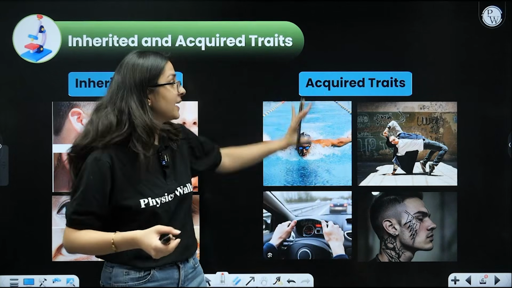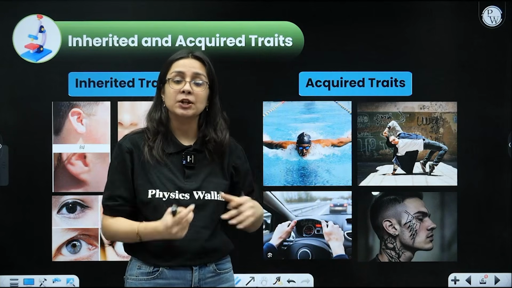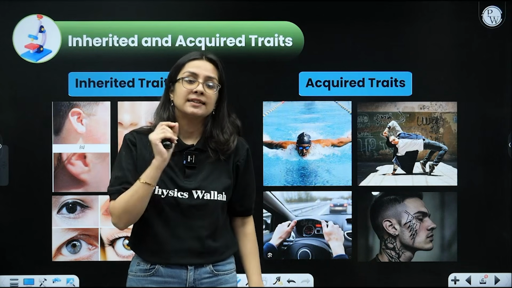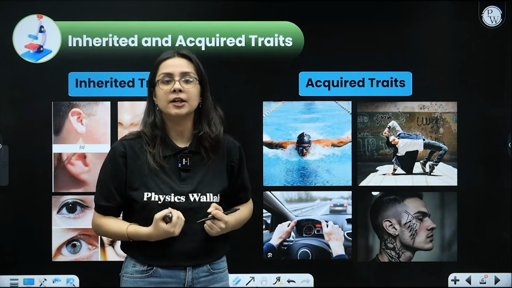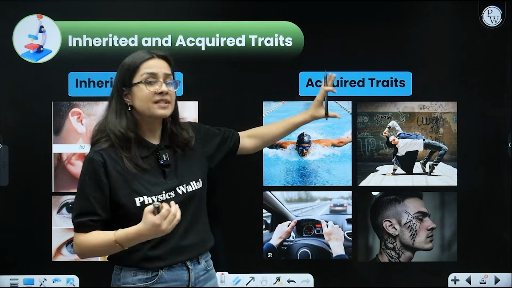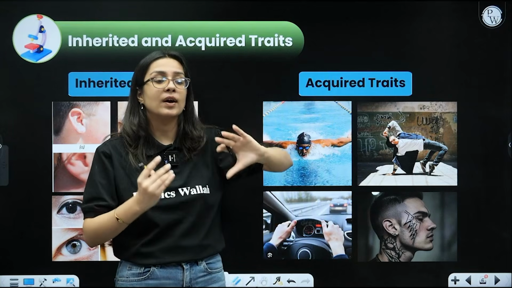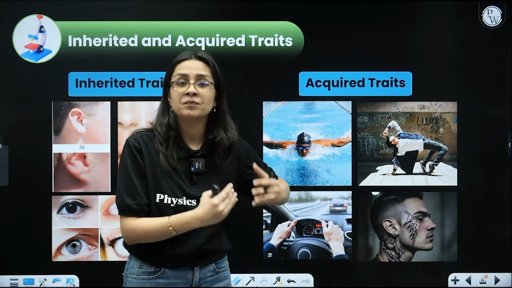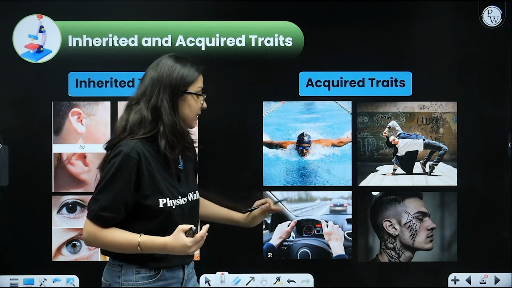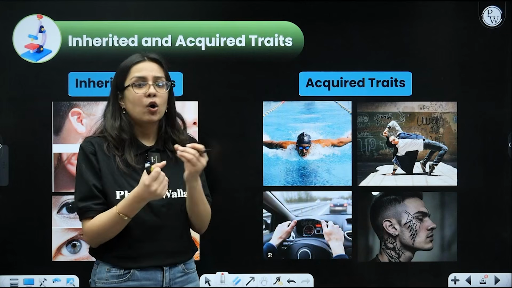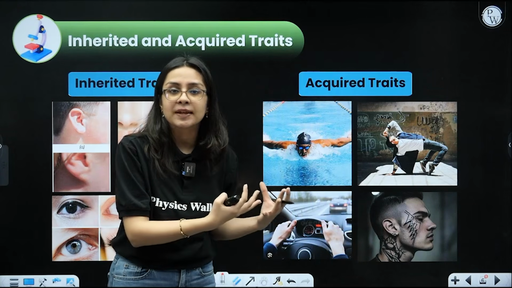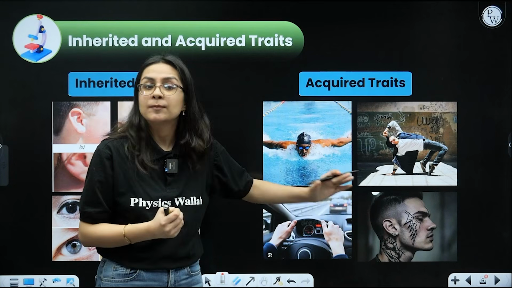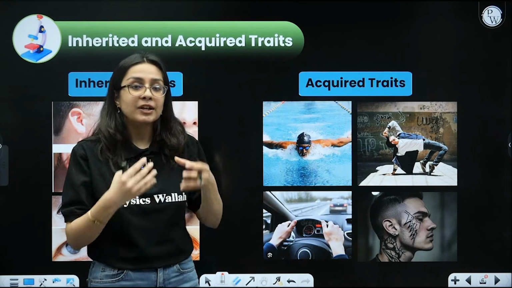But on the other hand are acquired traits. Acquired means something that you have earned. For example, if you study well, you will earn a good percentage in class 10th. That means you have acquired that because of your hard work or efforts. So acquired traits are basically all those characters or traits that you have acquired in your entire lifetime. You were not blessed with these traits since birth. For example, swimming, dancing, driving, a tattoo on your face. All of these are what you have earned during your lifetime. You were never born a great swimmer or a dancer or a driver, or you were never born with so many tattoos and piercings, but you got them.